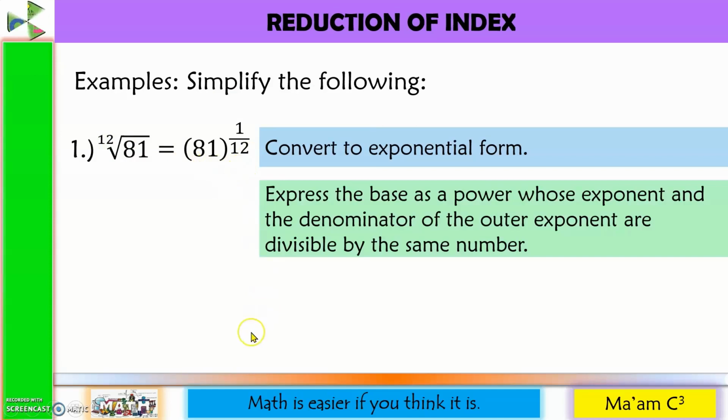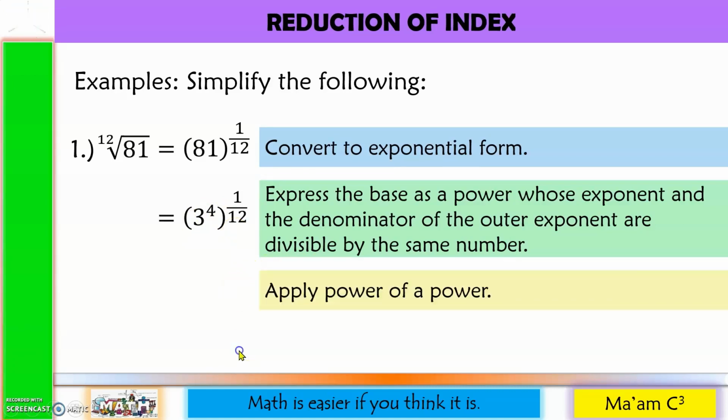Step 2, express the base as a power whose exponent and the denominator of the outer exponent are divisible by the same number. So I'll express 81 as 3 to the 4th power. 4 and 12 are divisible by the same number, which is 4. Step 3, apply power of a power.